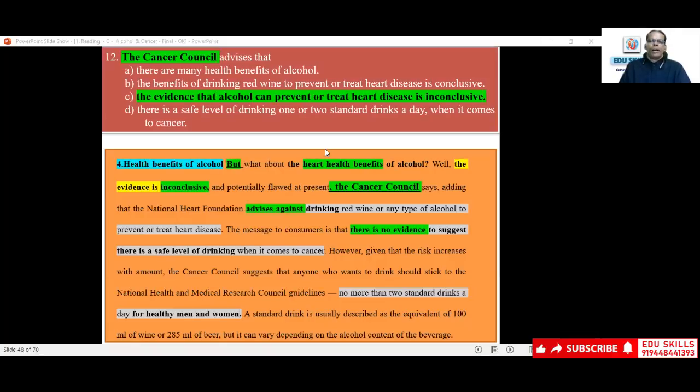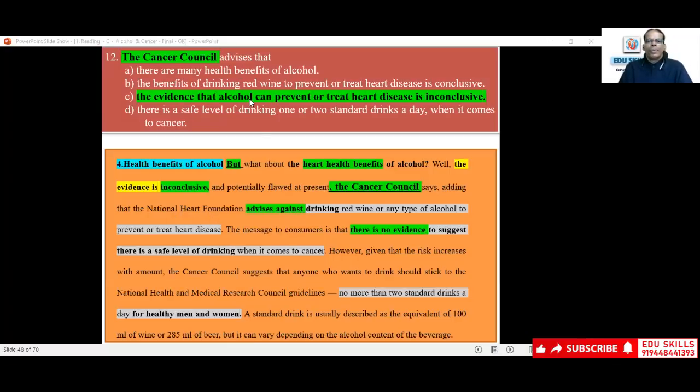Thank you. Now I want to tell you one thing, how you will be tricked. I said the name is the clue or the signpost for you to immediately go to the location where the answer is given in the paragraph. The Cancer Council advises that. The Cancer Council is here, says. Advises means says, or both these are opinions or suggestions. It's not mandatory. Adding that the National Heart Foundation advises against.